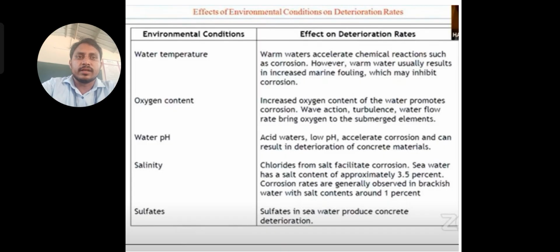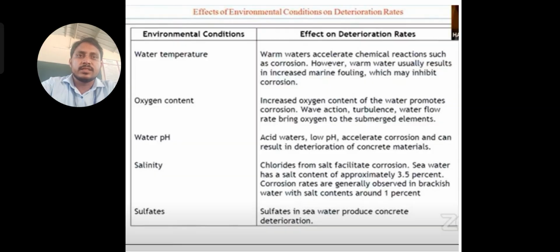And oxygen content: if the oxygen content in the water increases, it promotes corrosion. Wave action, turbulence and water flow rate bring oxygen to the submerged elements. And water pH: generally if the water pH is more than 7, then it is of alkaline nature. If it is less than 7, then it is treated as acidic.